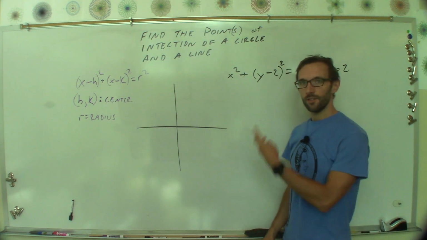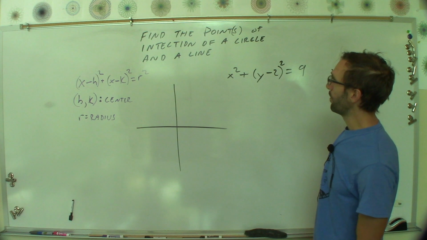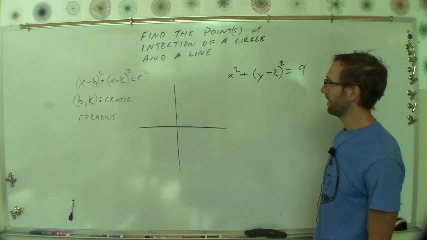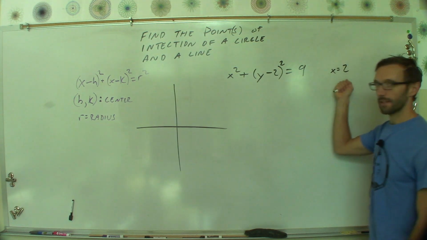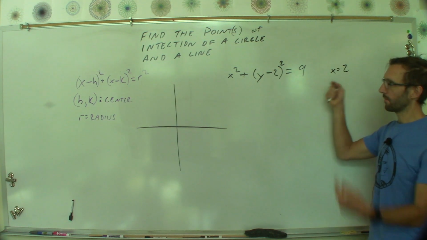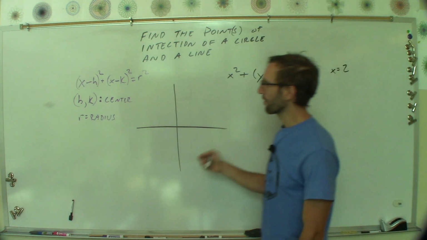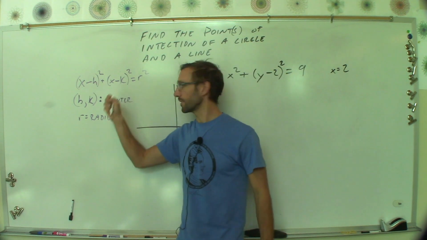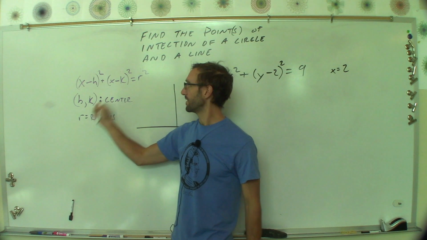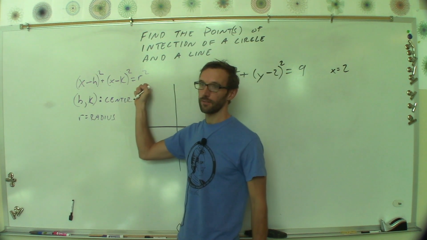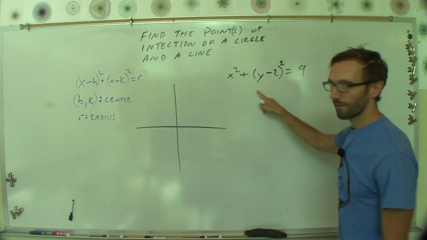All right, hey there. So today we're going to find the points of intersection of a circle and a line. This is the circle, and this is the line we're going to find where the points of intersection are. And just as a reminder, this is the general form of a circle, with the center being (h, k) and the radius being r. So let's go ahead and graph these first.